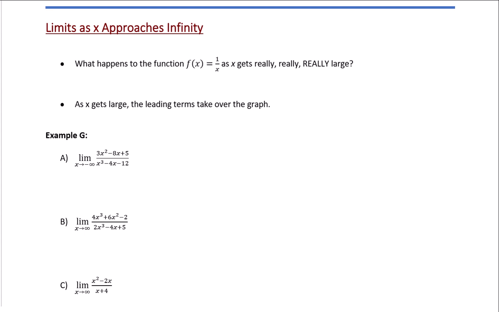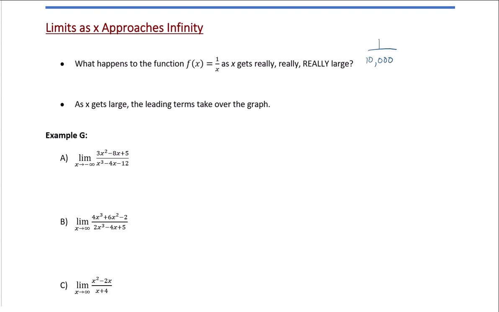Now, when dealing with limits, x does not always approach a value. It could approach positive or negative infinity. So before we look at those limits, let's first consider what happens to the function f of x equals 1 over x as x gets really large.